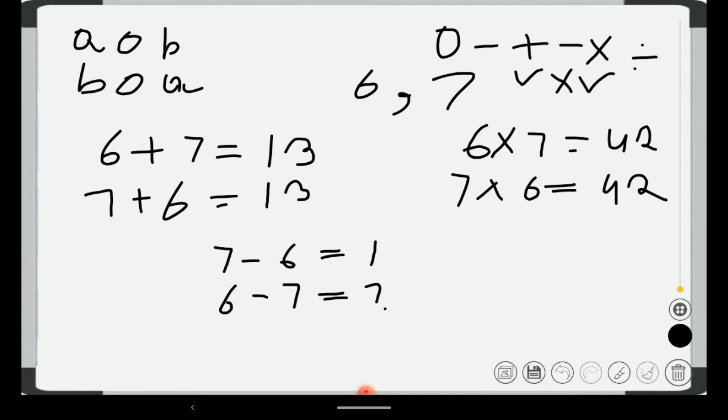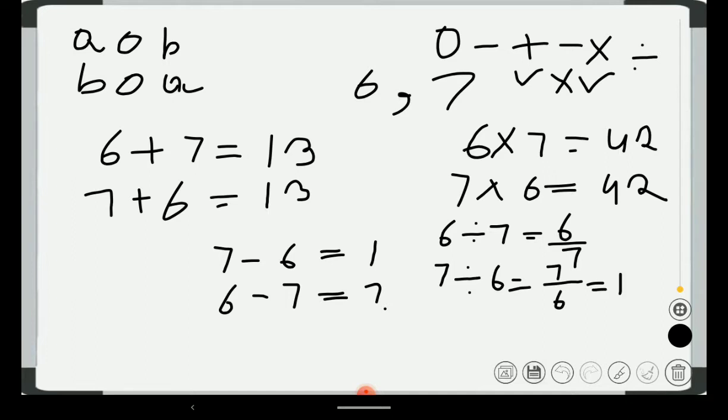Now division. 6 by 7 gives 6 by 7. This is a rational number. I will discuss that in the part on rational numbers. And 7 by 6 gives 7 by 6, which is equal to 1 and 1 by 6. This is a mixed fraction. I will discuss mixed fractions and rational numbers, and also how to convert this into a decimal, when I discuss rational numbers in detail.